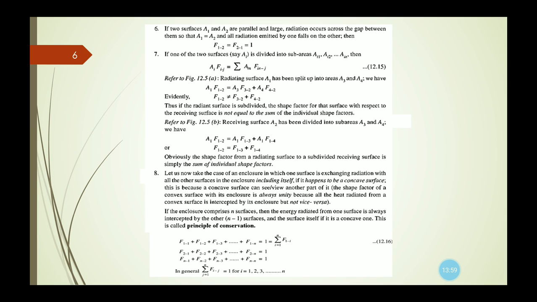So it is seen that F12 is not equal to F32 plus F42. But if you multiply this with their individual areas, then the equation is valid. Now, that means if the radiant surface is subdivided, then the shape factor for the surface with respect to the receiving surface is not equal to the sum of the individual shape factors.